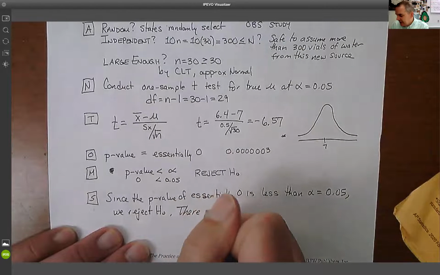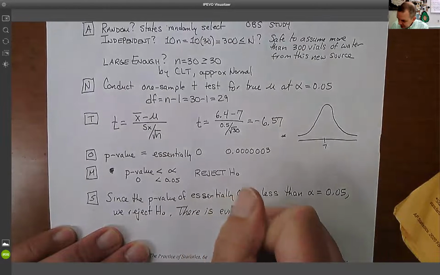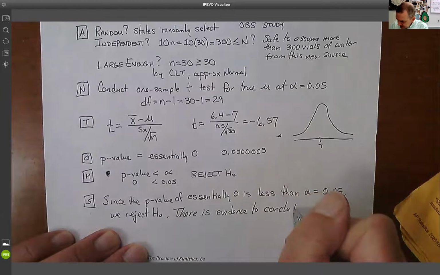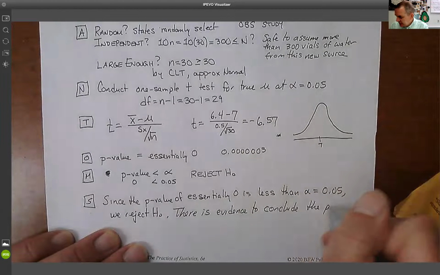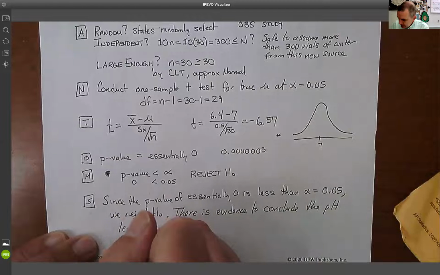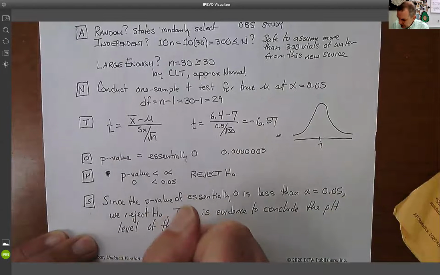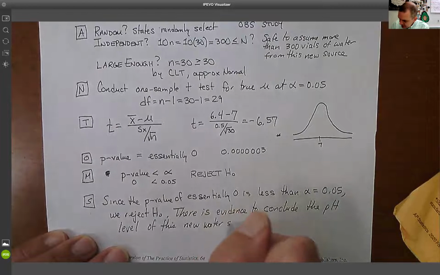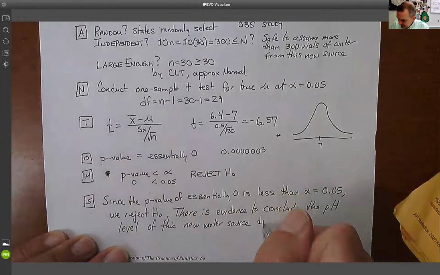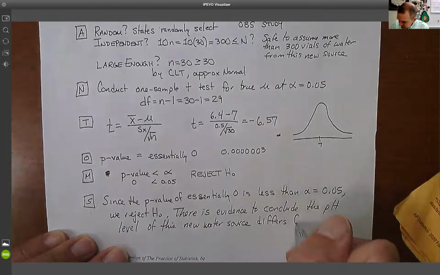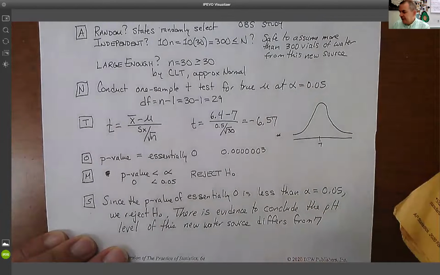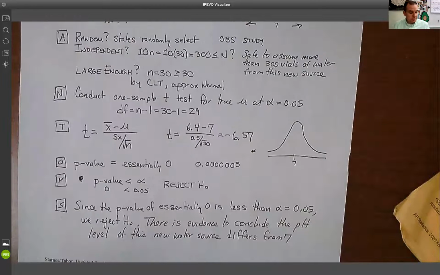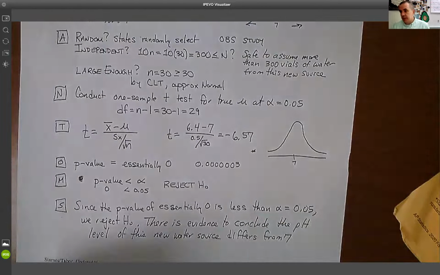There is evidence to conclude the pH level of this new water source differs from 7. And in this case, it said it was slightly acidic. So basically, we're going to find out that this water is probably too acidic.